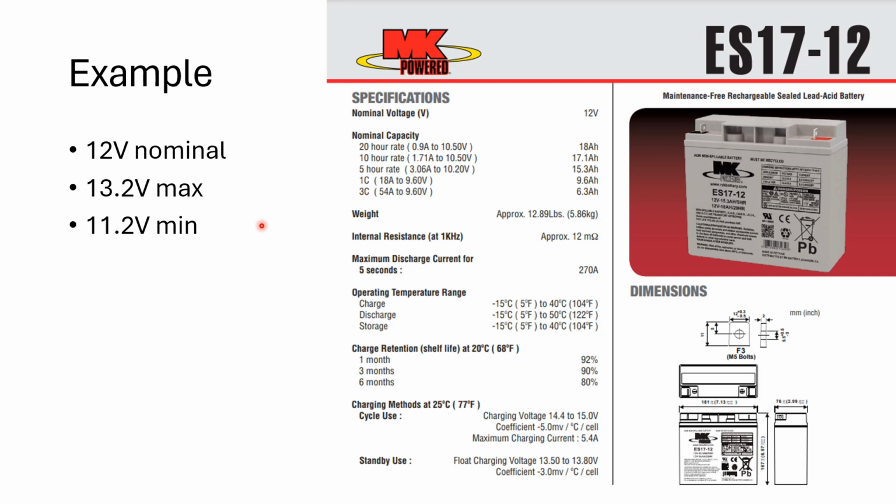Lead acid batteries, the chemistry inside of them, they don't like to be discharged that much, so we try and stay in that 2-volt range. If you go any lower than that, it's called deep cycling, and it will reduce the life of your battery.